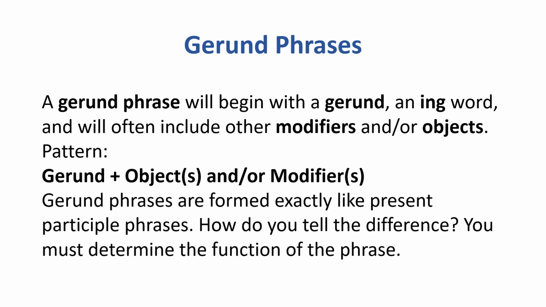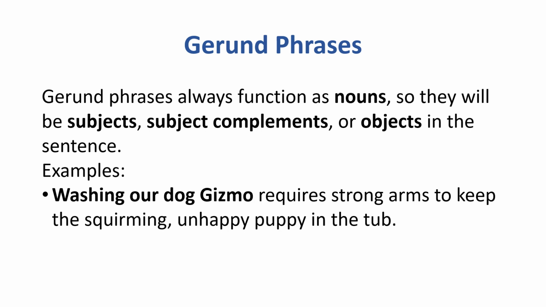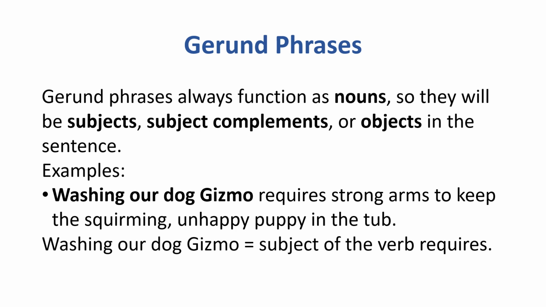The gerund phrases are formed exactly like present participle phrases, and how would you be able to differentiate the present participle from the gerund? In order to do that, you need to determine the function of the phrase. Gerund phrases always function as nouns, so they will be subjects, subject complements, or objects in the sentence. For example, washing our dog Gizmo requires strong arms to keep this squirming, unhappy puppy in the tub. Washing our dog Gizmo is the subject of the verb requires.